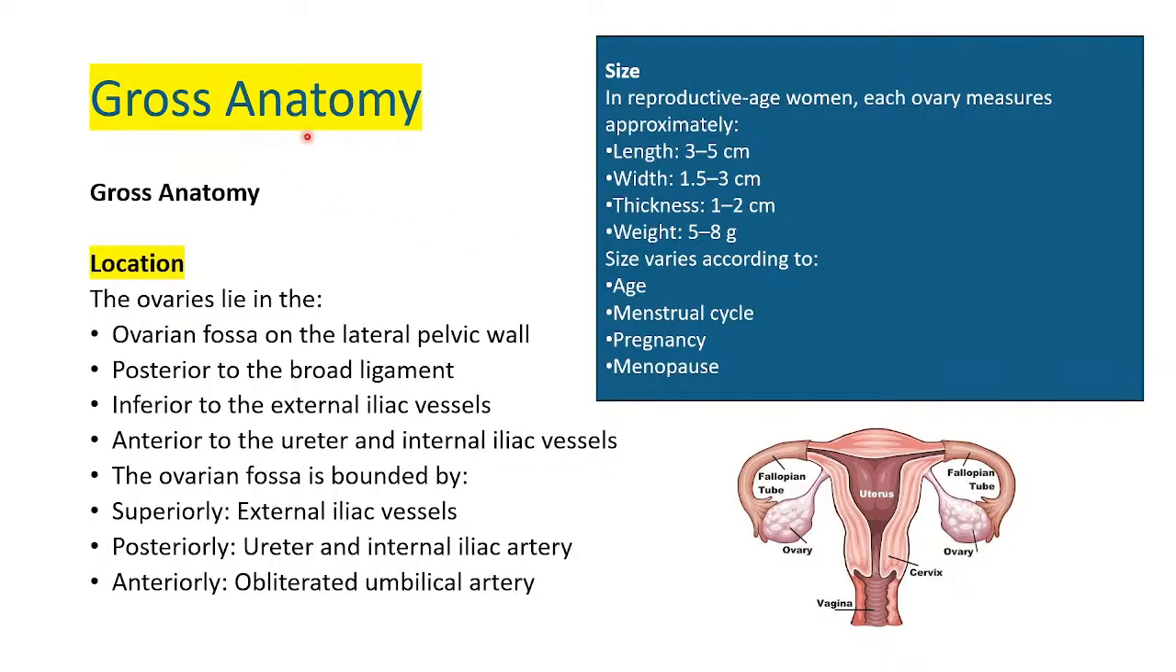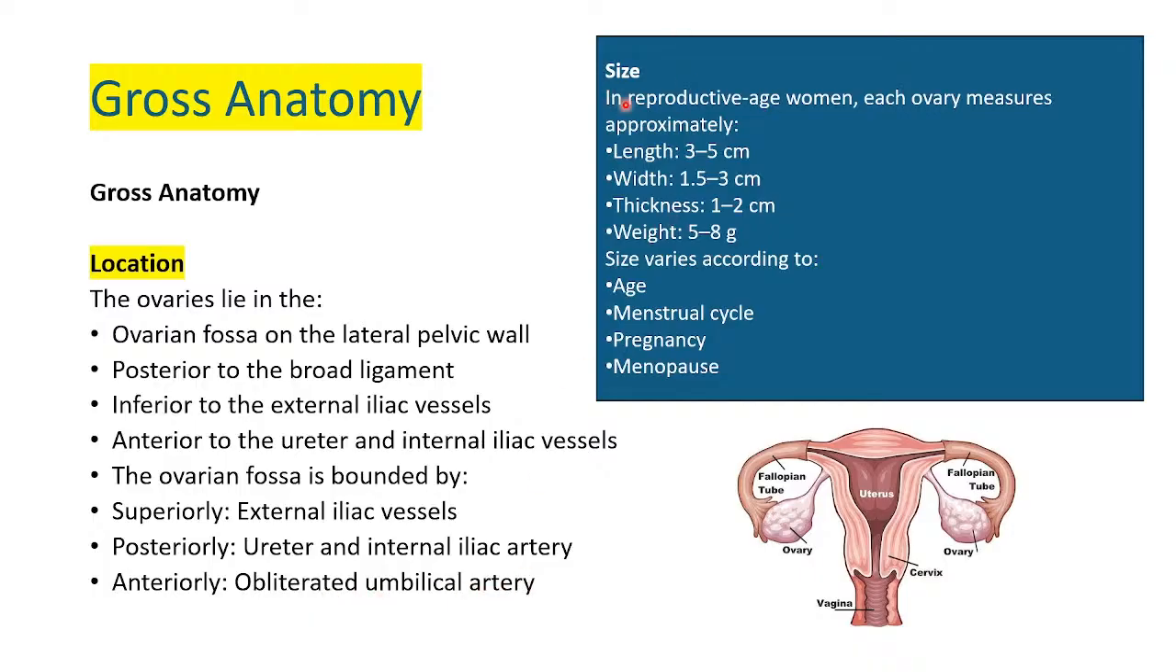So, the gross anatomy of the ovary. Location: the ovaries lie in the ovarian fossa on the lateral pelvic wall. This is the lateral pelvic wall there. Posterior to the broad ligament, inferior to the external iliac vessels, anterior to the ureter and internal iliac vessels. The ovarian fossa is bounded superiorly by the external iliac vessels, posteriorly by the ureter and internal iliac artery, and anteriorly by the obliterated umbilical artery.